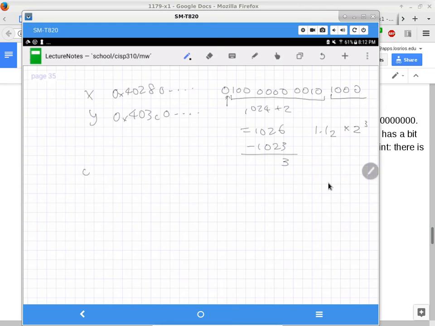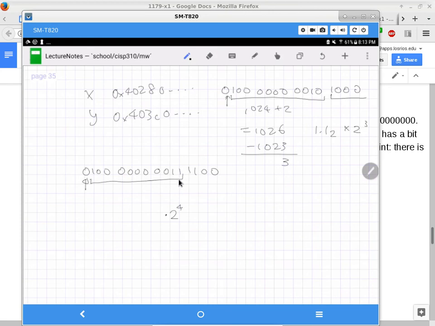4 is 0100, 0 is 0000. 3 is 0011, C is 1100. Do the same thing. This is our sign bit, totally useless. And then we look at these bits here. And you can see that they're only off by 1, right? There's a 0 here, and now there's a 1 here. So they're only off by 1, which is telling me right away that we are dealing with 2 to the power of 4.